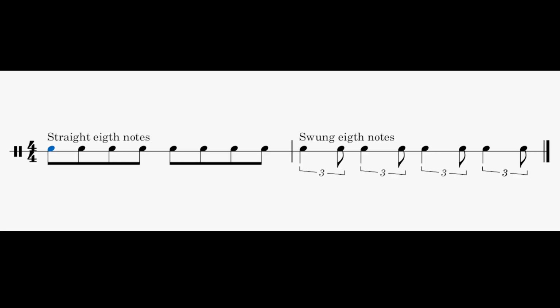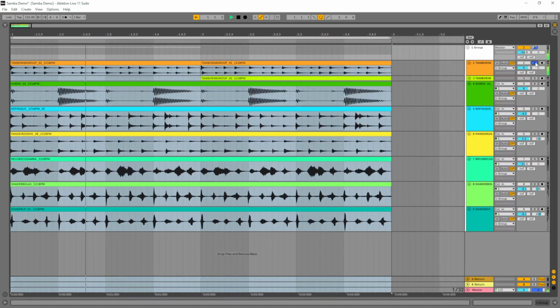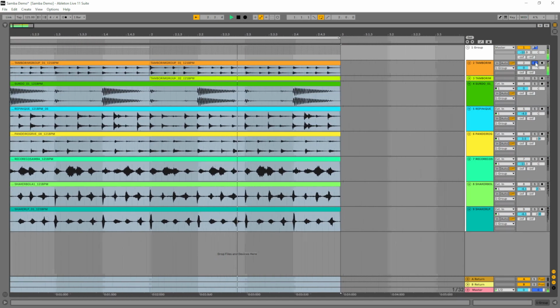When playing swing in a jazz setting, you're playing something in between straight eighth notes like this, and tied triplets like this. But in other genres of music, it's more complicated. For example, take a look at Brazilian swing. In the samba example from earlier, you'll hear a unique form of 16th note swing in the tambourine.